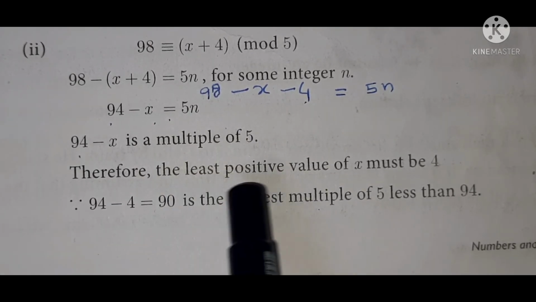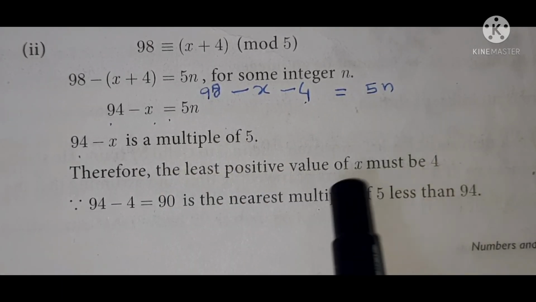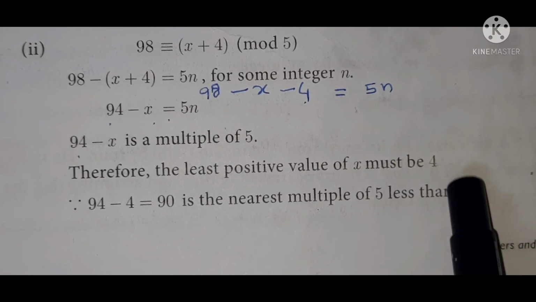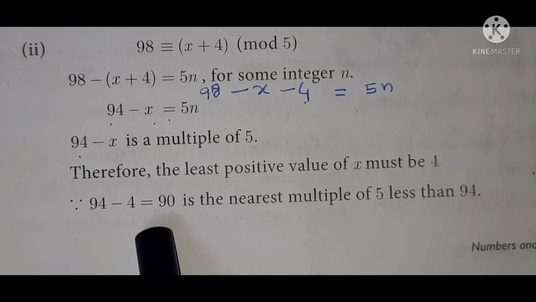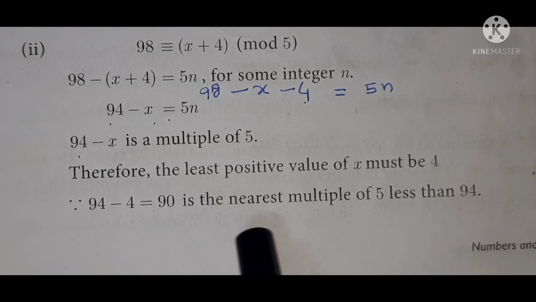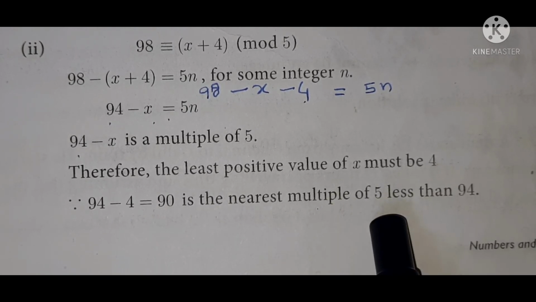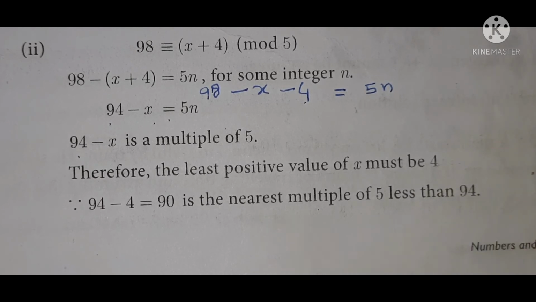Therefore, the least positive value of x must be 4, since 94 minus 4 is equal to 90, the nearest multiple of 5 less than 94. So, the value of x is 4.